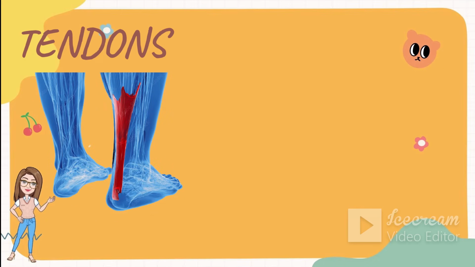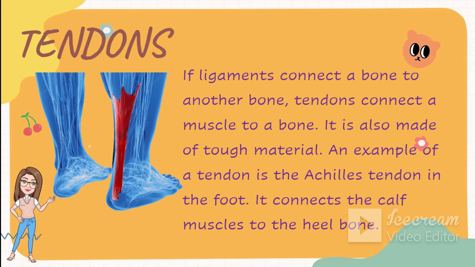Tendons are another soft tissue in the musculoskeletal system. If ligaments connect a bone to another bone, tendons connect a muscle to a bone. It is also made of tough material. An example of a tendon is the Achilles tendon in the foot. It connects the calf muscles to the heel bone.